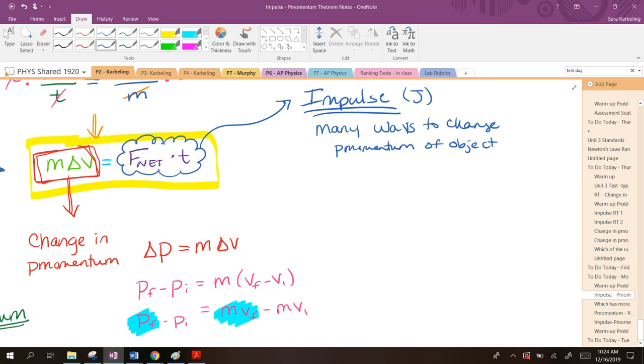It changed momentum because of why? What happened to it? It hit the sheet. And the sheet did what? It stopped it by applying a force. By applying a force. And it applied a force over some time.